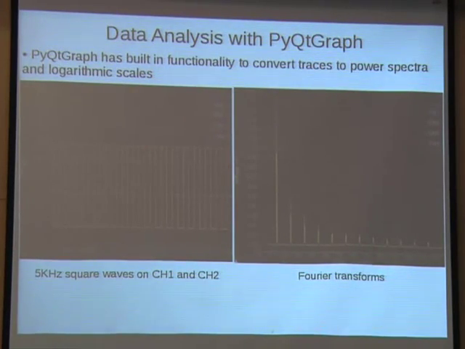And here you can see the FFT spectrum for a square wave. It looks like that. And a square wave is made by overlapping sine frequencies. And that's the FFT for a square wave.